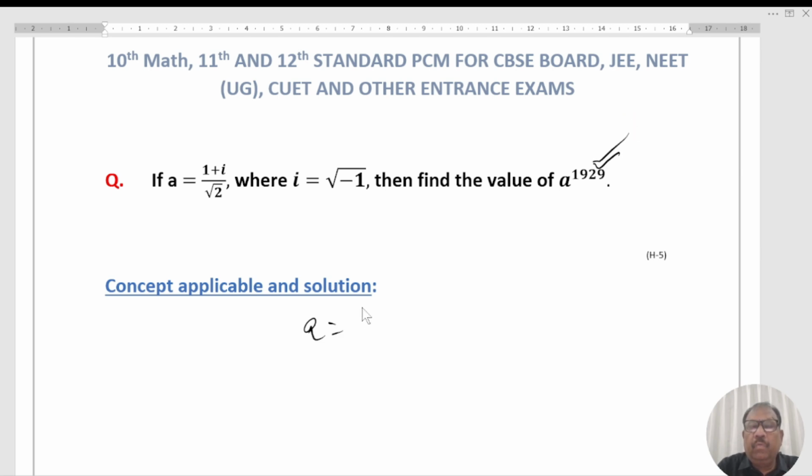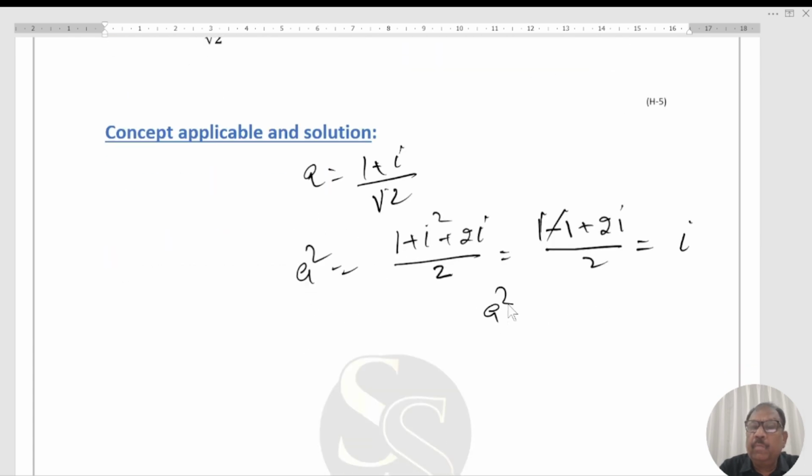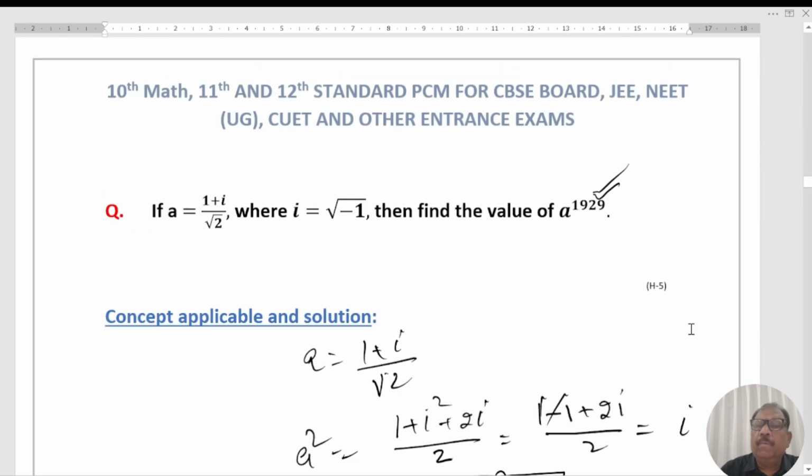Given a equal to (1 plus iota) upon root 2. Now, for its power, let's take a square. a square will be equal to (1 plus iota) square, that is 1 plus iota square plus 2 iota, upon 2. That is 1 minus 1 plus 2 iota upon 2, that is iota. a square comes out to be iota. Now take it in terms of a square.